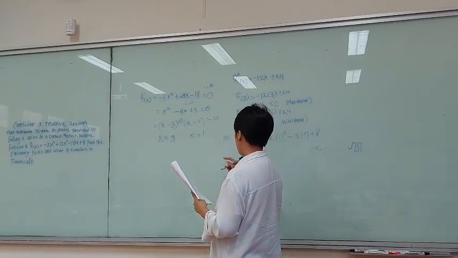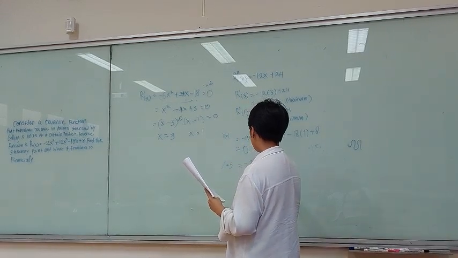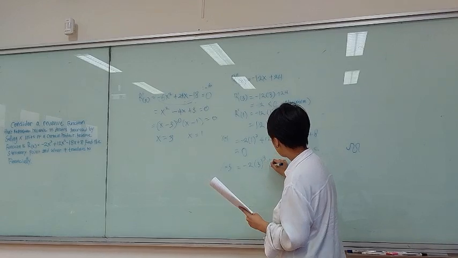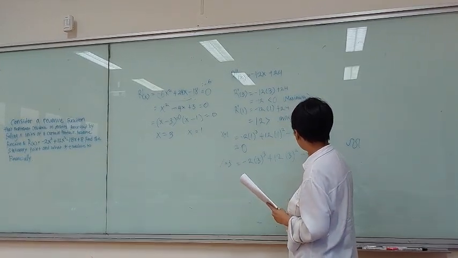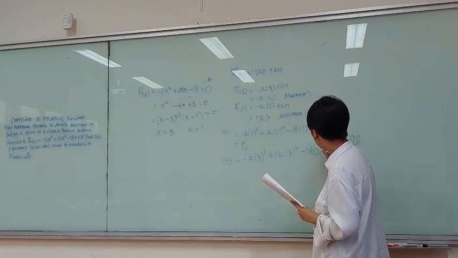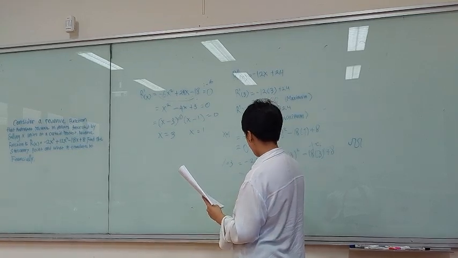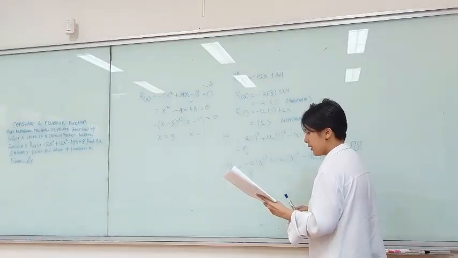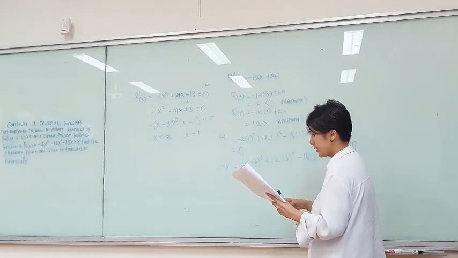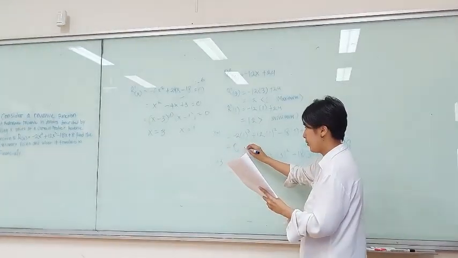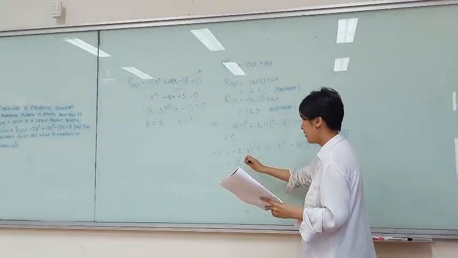Do the same thing using 3: -2 times 3 cubed plus 12 times 3 squared, and so on. Just to save time, the answer would be 8. Therefore, at the stationary point x equals 1, when 1 unit is sold the revenue is 0. But when 3 units are sold, the revenue is $8.